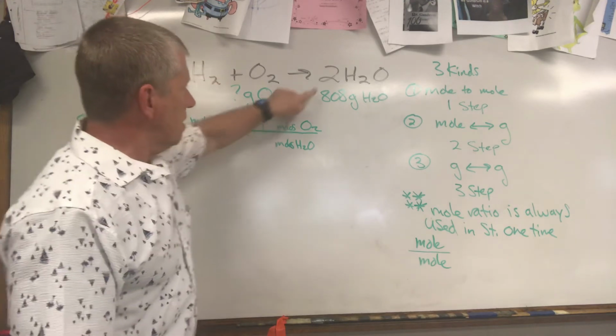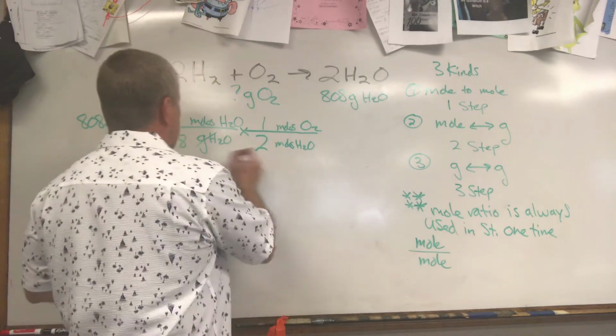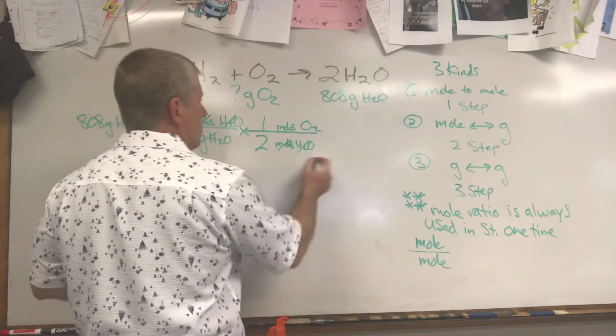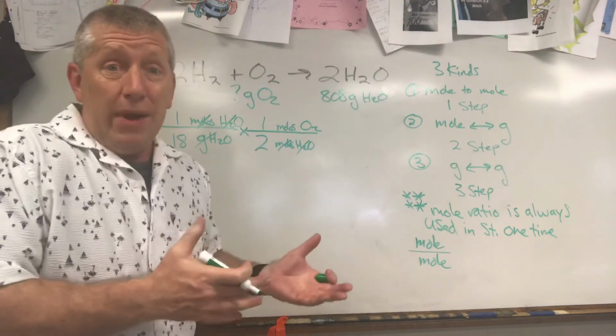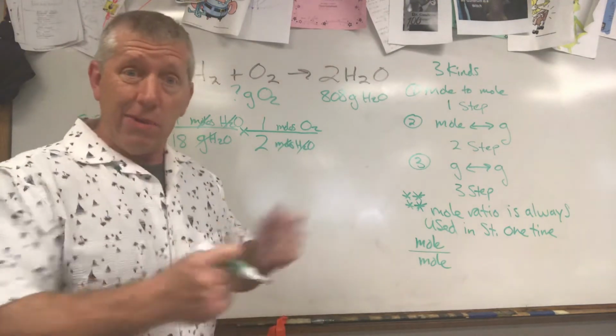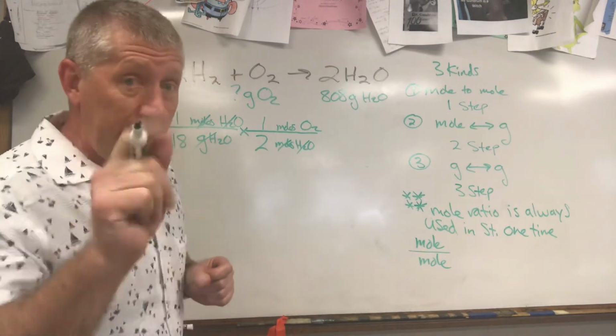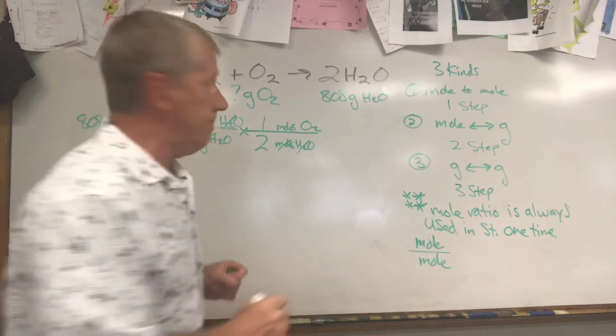With the water, we put the 2. It cancels out my moles of water, leaving me with moles of oxygen. Now, if I were just trying to find moles of oxygen, I'd be set up and ready to go. Crank it out, get the answer. But we're not. We want to get grams of oxygen. We need one more step.